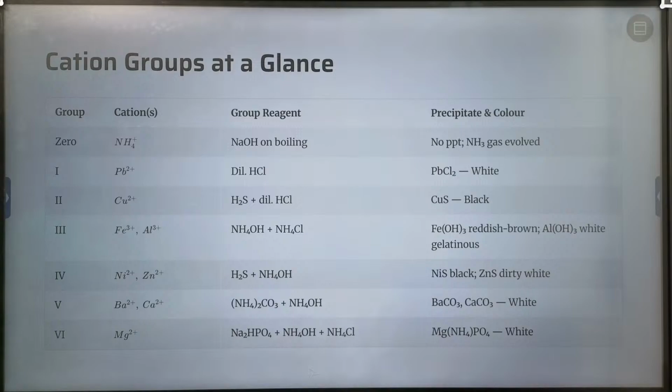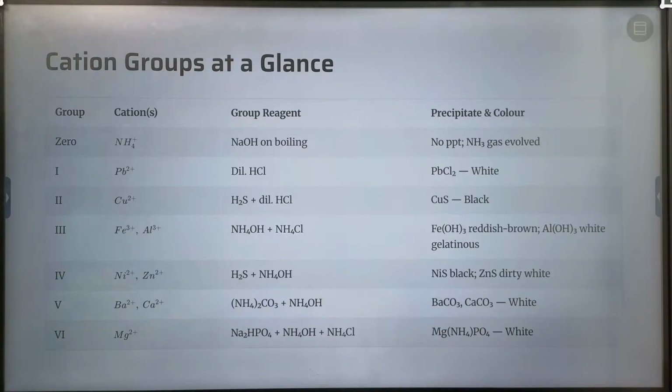So here, what we have to do, you add more amount of ammonium hydroxide, ammonium chloride, and now the reagent is disodium hydrogen phosphate, which is said to be the sodium biphosphate also. So that you'll get magnesium ammonium phosphate, which is white in color. If magnesium is a sixth group cation, you'll get magnesium ammonium phosphate, which is a white precipitate, and it shows the presence of the sixth group cation.